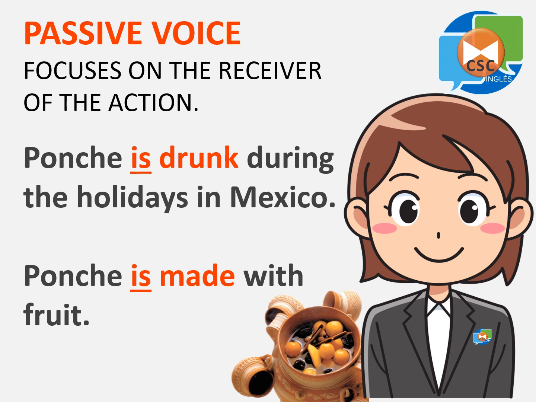It would be more common to use passive voice for these examples, since you would want to emphasize the event, not the people. So, using passive voice, I would say that in Mexico, ponche is drunk during the holidays and that it is made with fruit. I would also say that posadas are celebrated in December. Again, notice how the structure is the subject, followed by the verb be in present or in past, and the verb in participle.